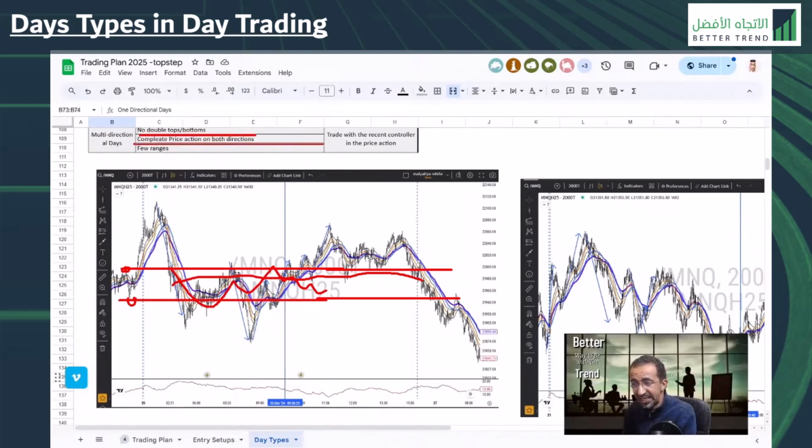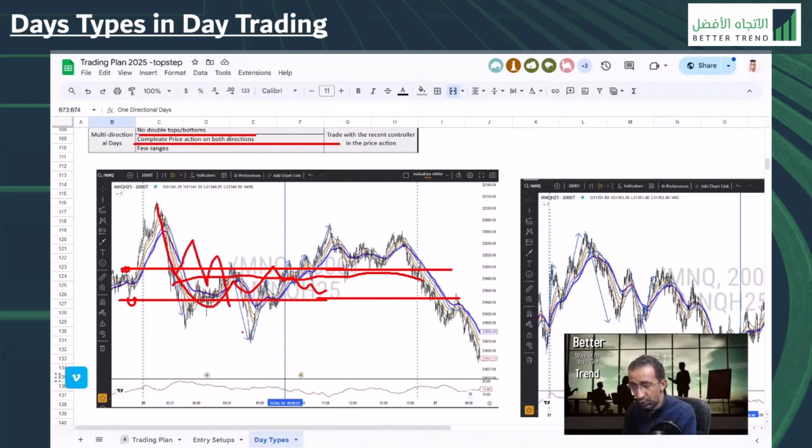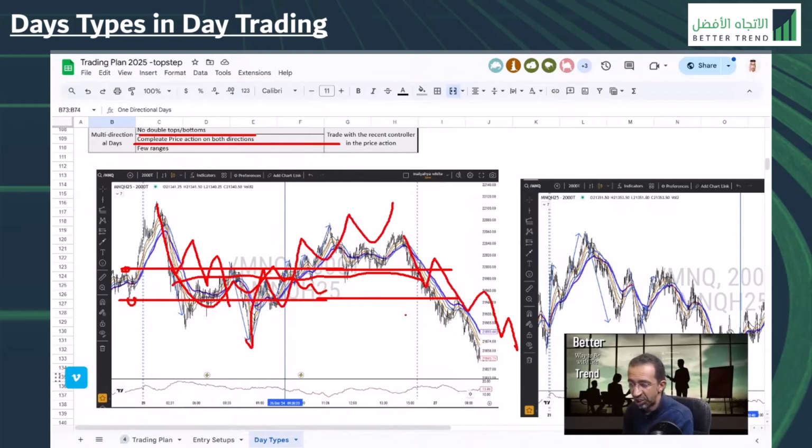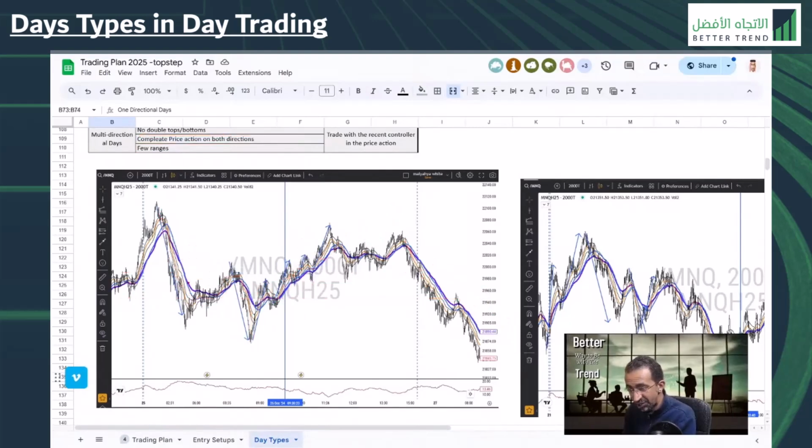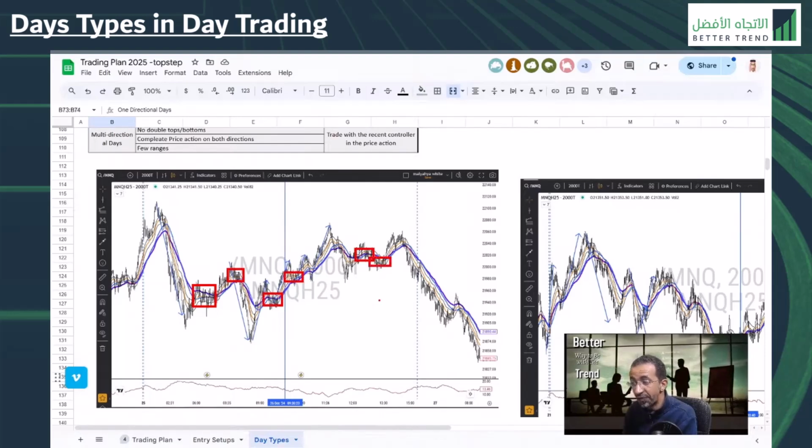Complete price action cycle in both directions. You have channel, break, leg 1, leg 2. Channel, break, leg 1, leg 2. Channel, break, leg 1. Both directions. And few ranges. Only a few quick ranges. It's not too many ranges, not one place to have the range. Only a few ranges. This is a multi-direction day.